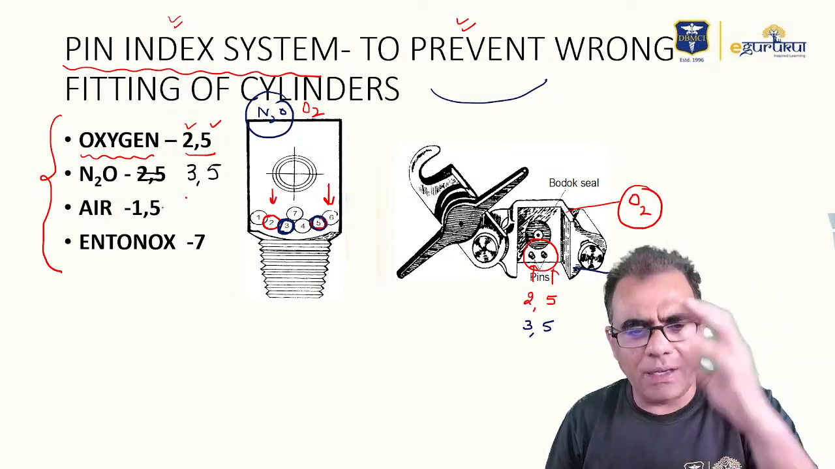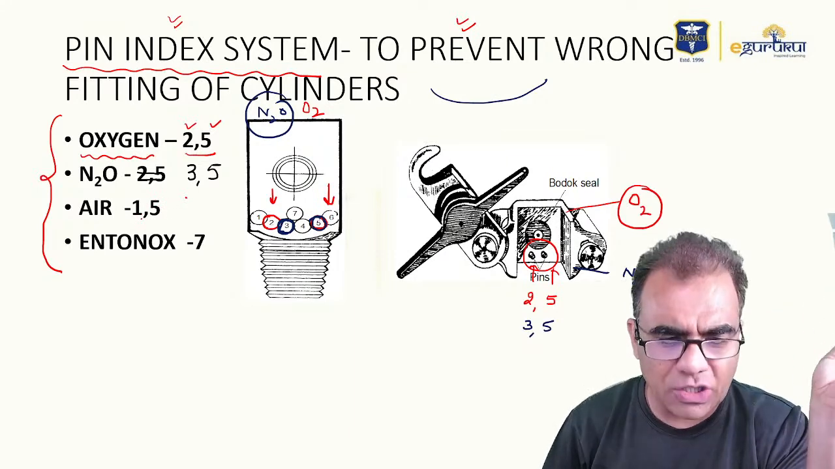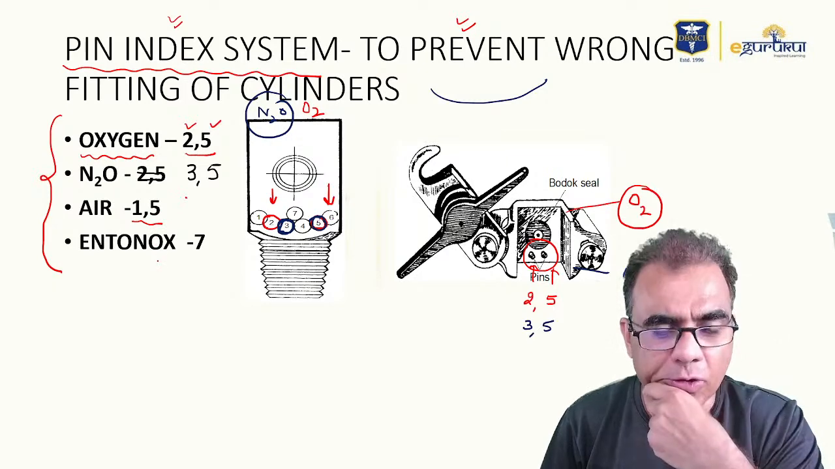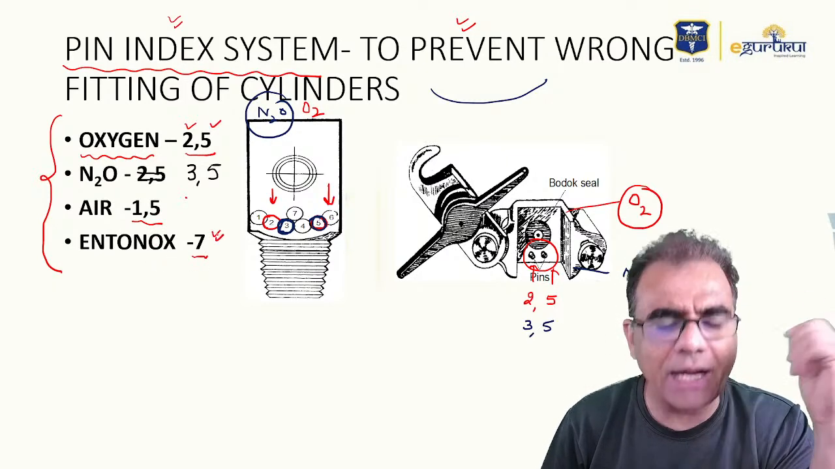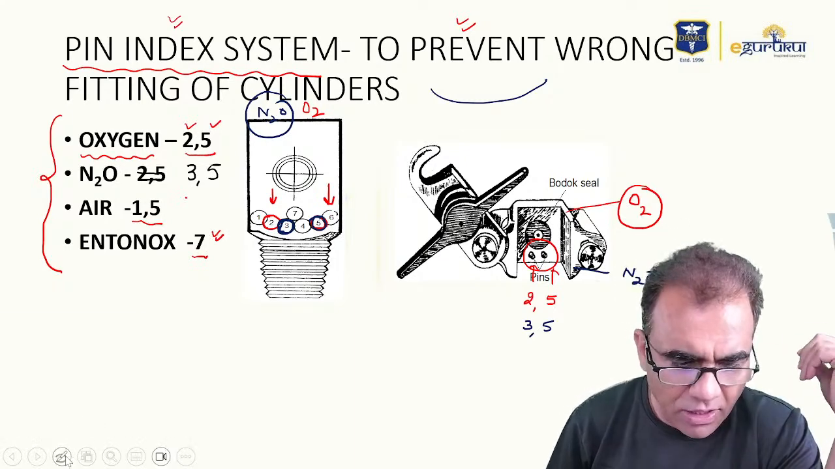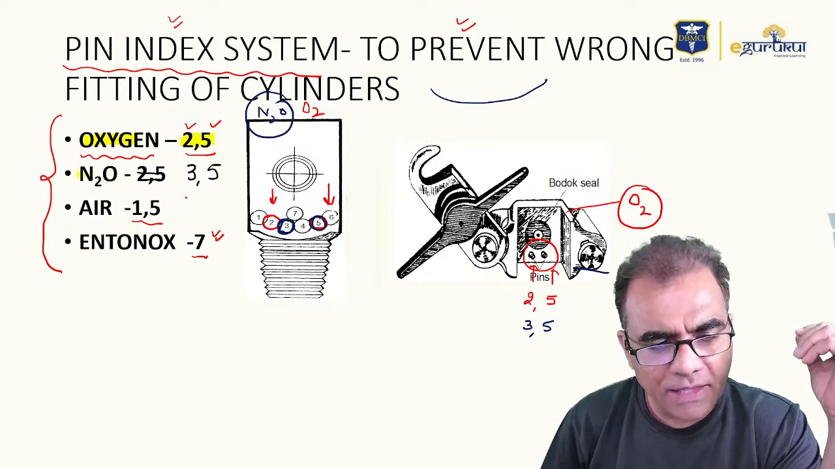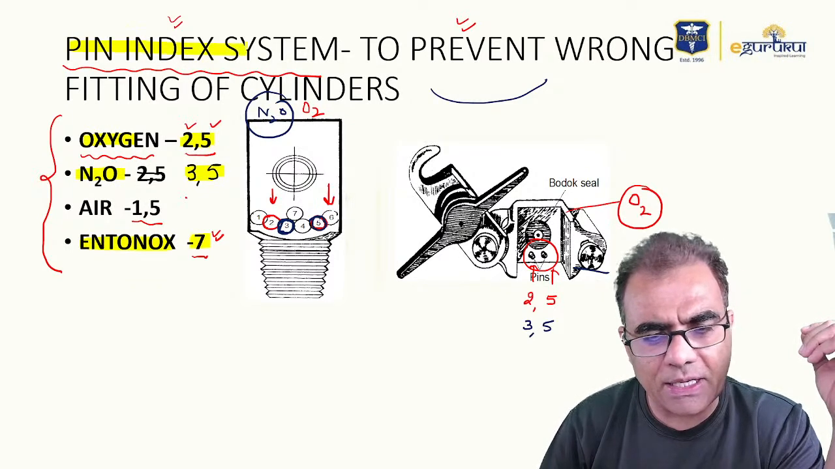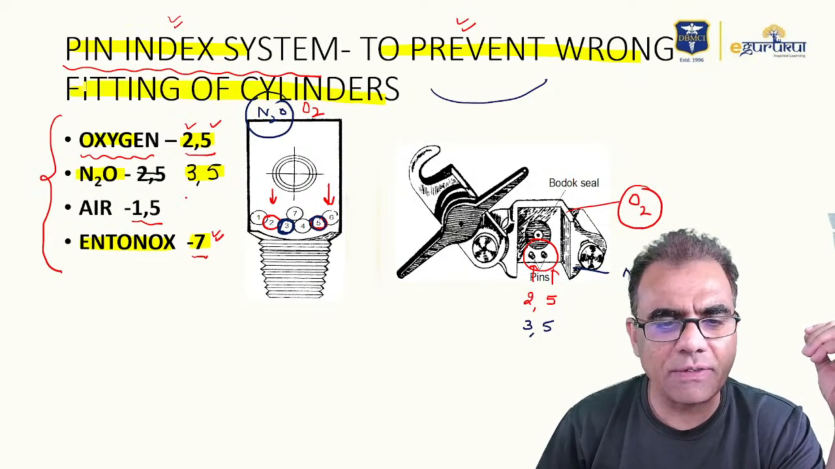Air, normally we are not using through anesthesia machine, but by chance if they ask you, then it is 1 and 5. However, not that important from your point of view to remember. And Entonox you can see has only single pin at a position of 7. So these three you can remember. Oxygen pin position is 2 and 5. Nitrous oxide pin position is 3 and 5. And Entonox pin position is 7. And I told you this pin index system is to prevent the wrong fitting of cylinders on anesthesia machine.